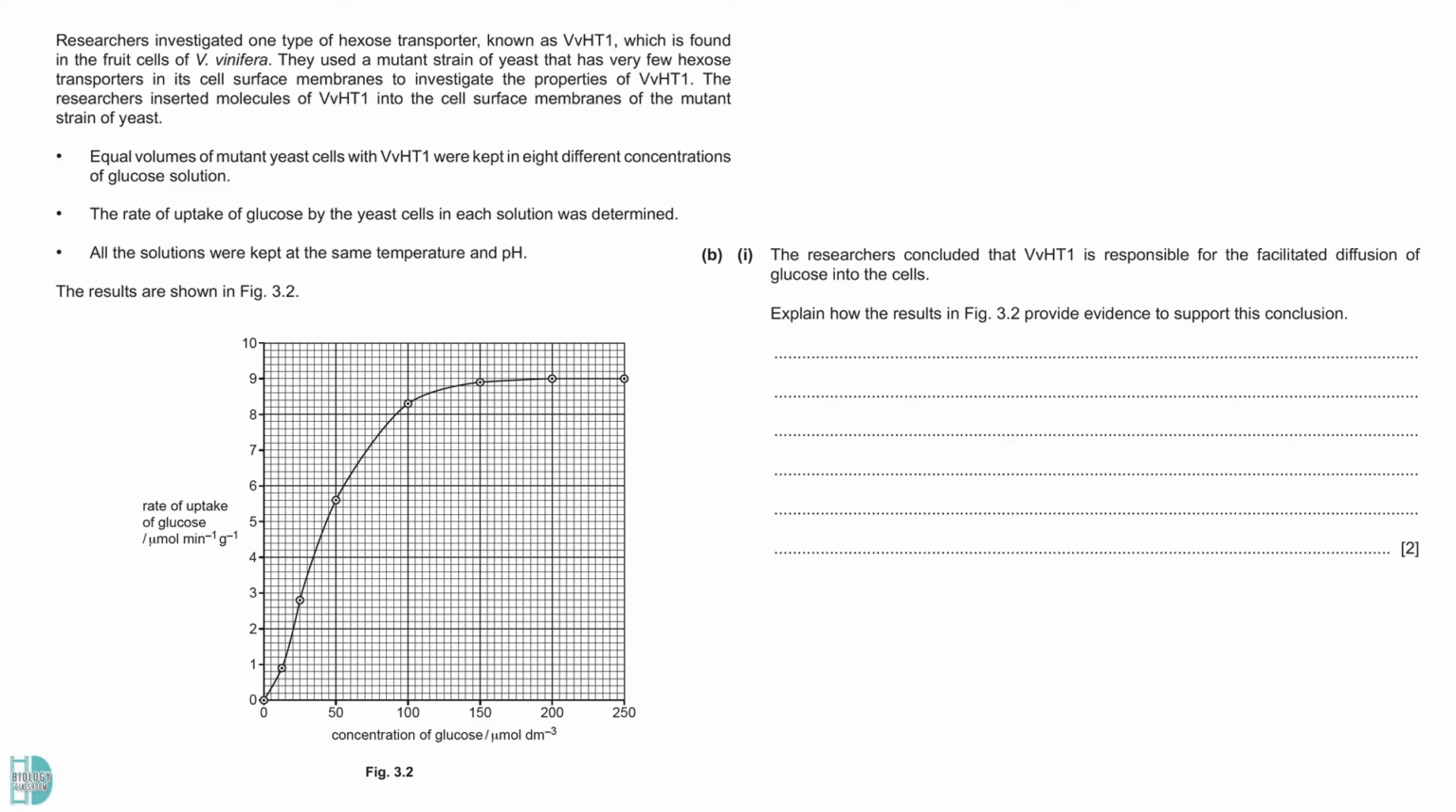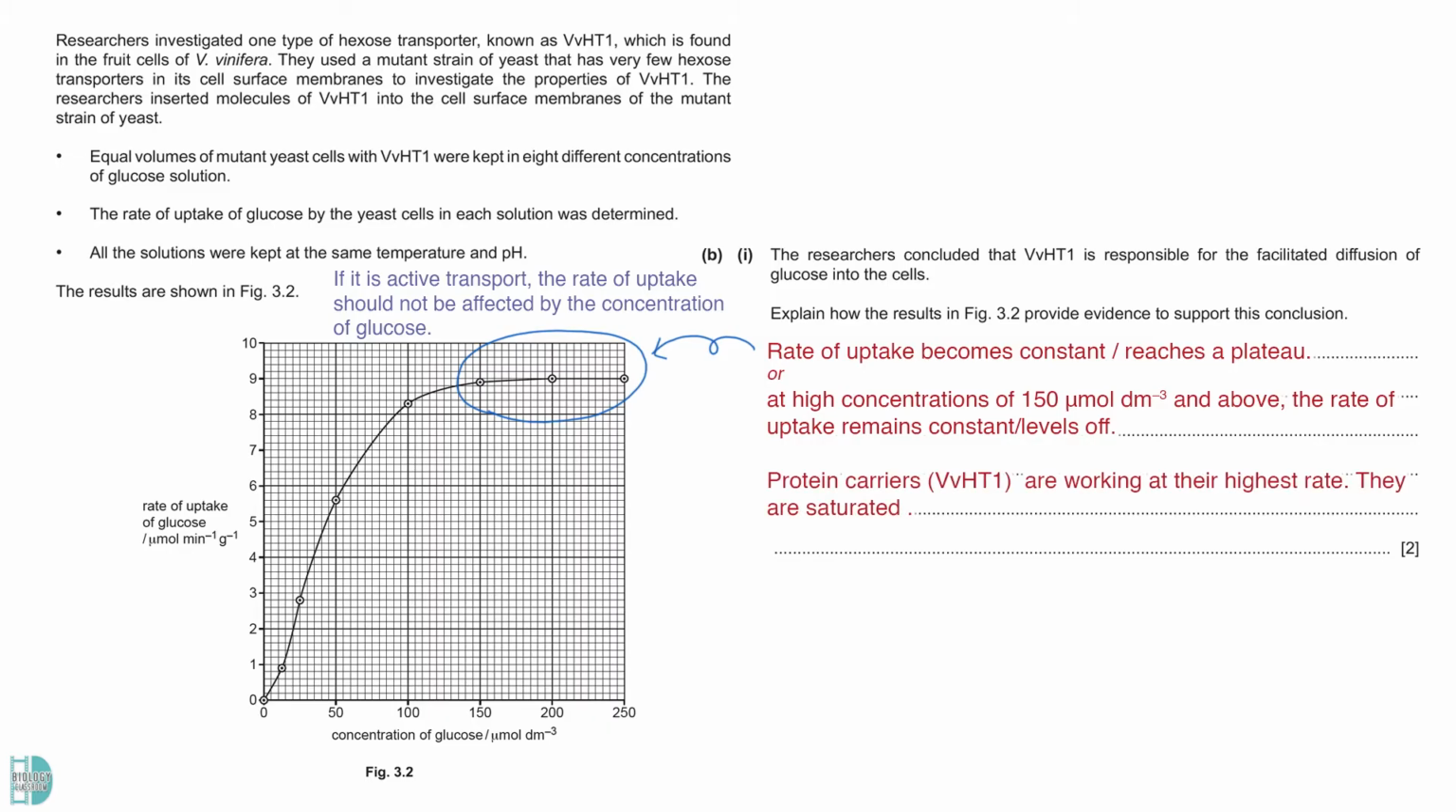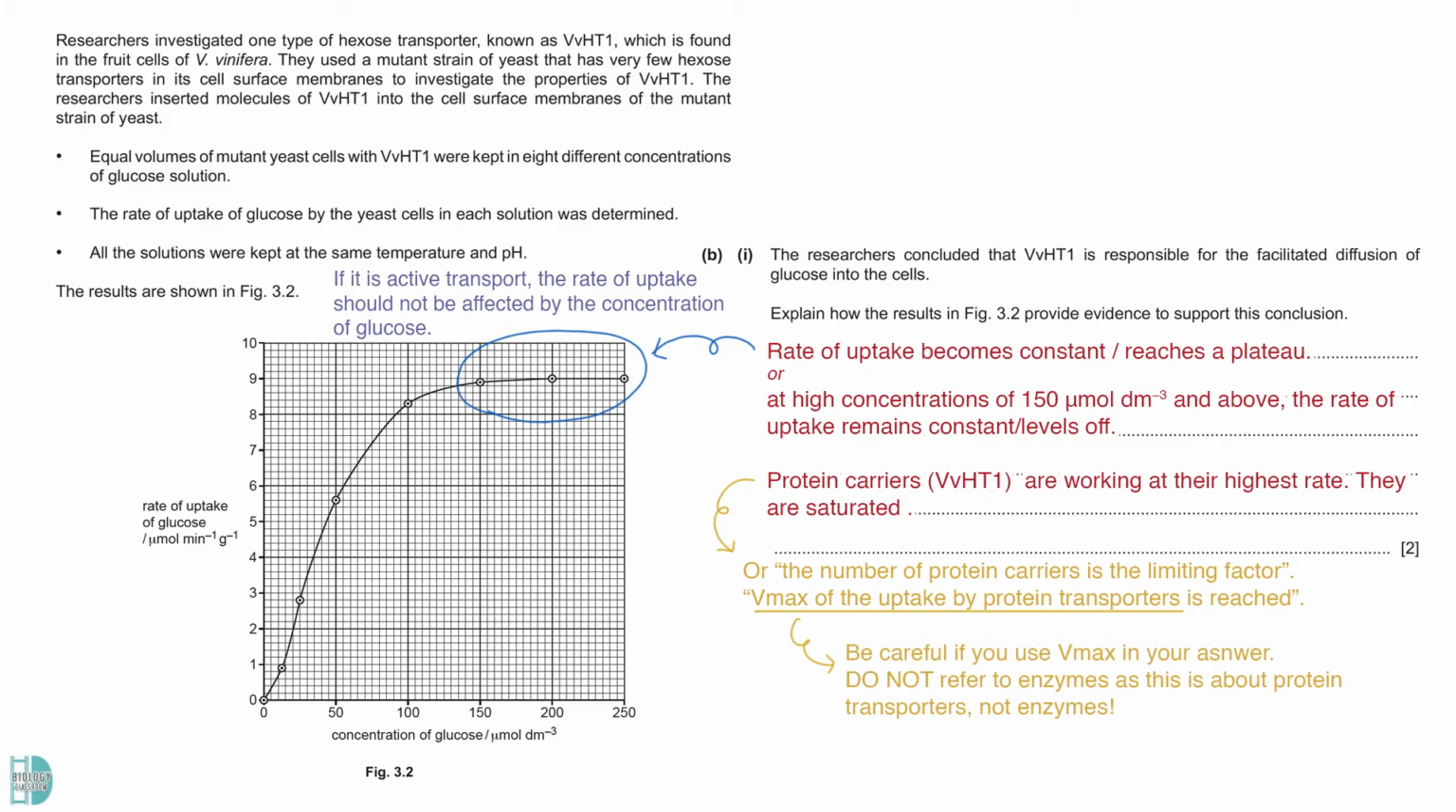We can tell from the fact that the rate of uptake becomes constant at high concentrations of glucose. If it is active transport, the rate of uptake should not be affected by the concentration of glucose. The rate of uptake levels off because protein carriers are working at their highest rate. You can also say that they are saturated. The term limiting factor and Vmax can also be used to explain this. But be careful, if you answer by using Vmax, do not mention enzymes, as we are talking about the Vmax of a protein transporter here.